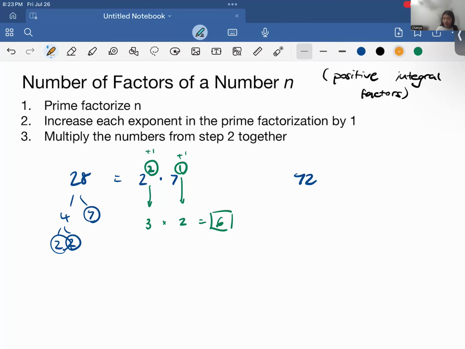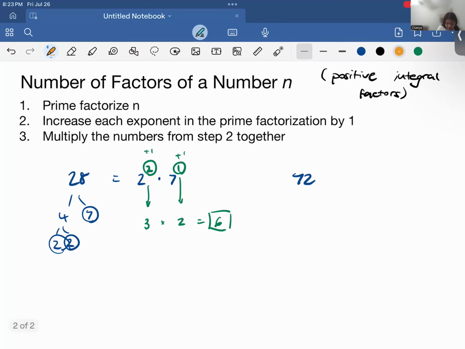I'm going to list out the factors just to check my work. The factors of 28 are going to be 1, 2, 4, 7, 14, and 28. And when you count all of those up, you see that you do indeed have 6 factors.